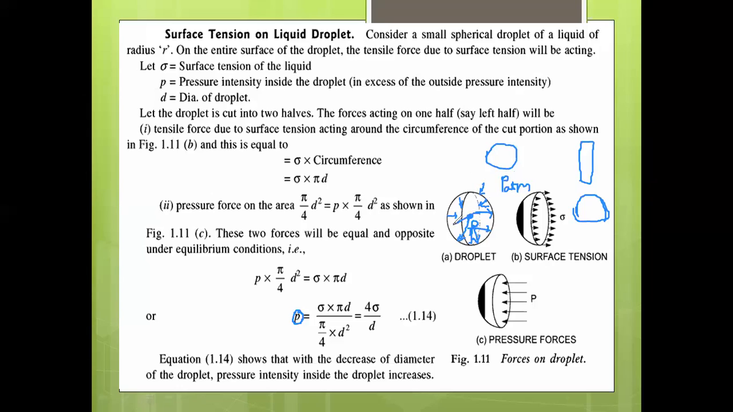Okay. So this excess pressure intensity is given by this equation: P is equal to 4 sigma divided by D. Okay, so note down this formula to find out the excess pressure intensity inside the liquid droplet. P is equal to 4 sigma divided by D, where sigma is nothing but surface tension and D is the diameter of that liquid droplet.